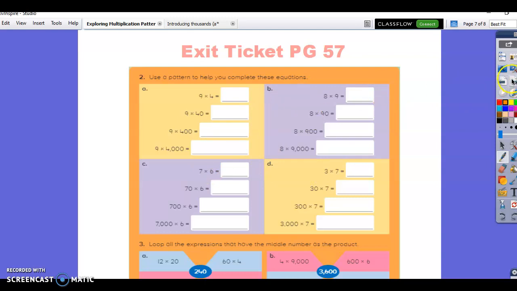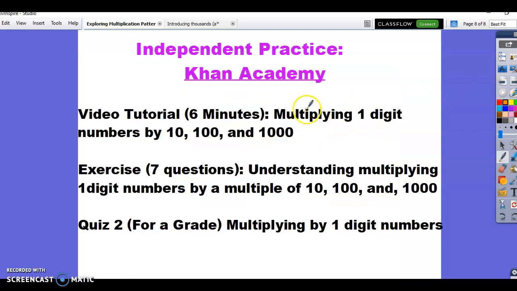And then your independent practice is on Khan Academy today. So Khan Academy, again, there's a 6-minute tutorial to just make sure that you know what you're doing and reviewing. And then you have exercise. The first exercise is understanding multiplying one-digit numbers by tens, hundreds, and thousands. There's 7 questions. And then you have a quiz that is your grade, and you are multiplying by one-digit numbers. So make sure that you do all of the steps for today. Make sure you check in with me at 1:45 so that I can help you in any sort of way.